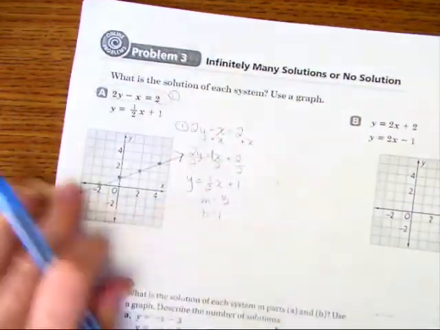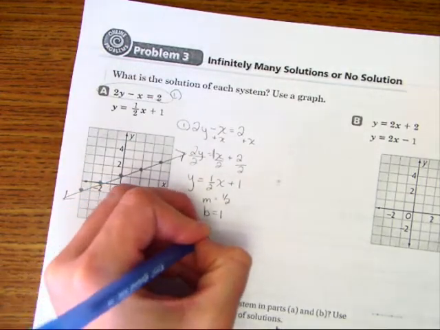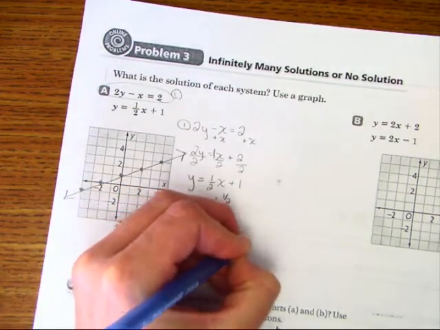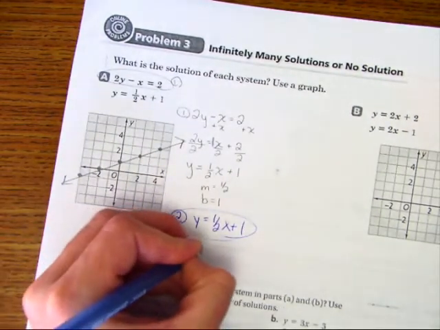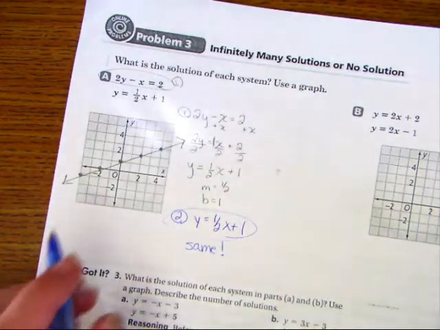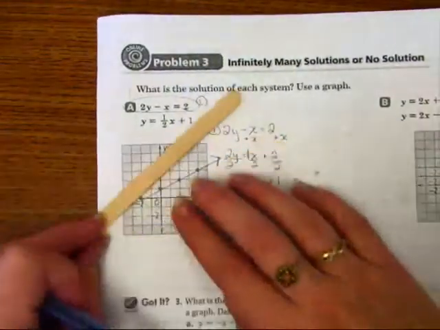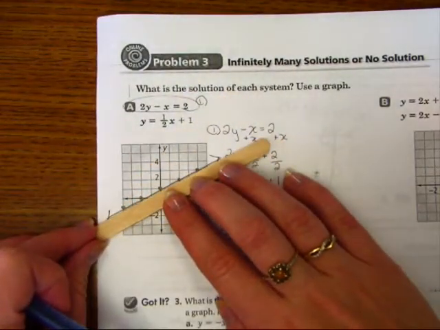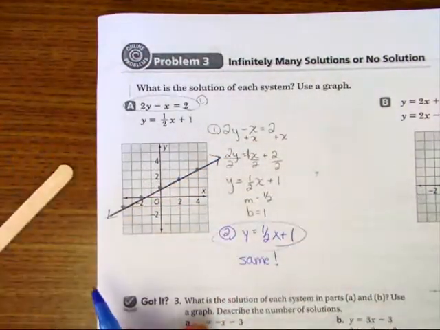Now let's look at number 2. The second equation is already solved for y. That should make you pretty happy. But what do you notice about this equation? It's the exact same. At least I hope you notice that it's the exact same. Well, if it's the exact same, guess what? Your line is going to be the exact same line.